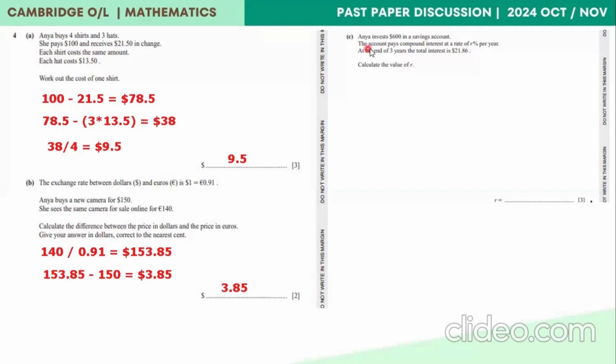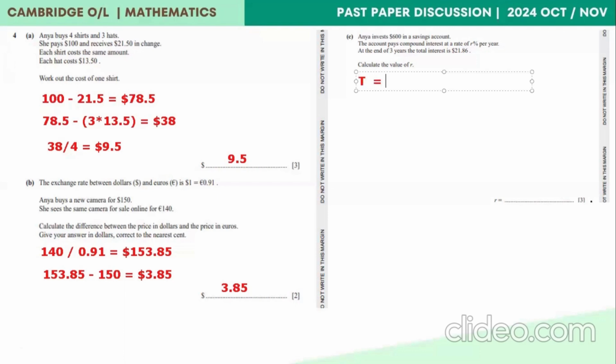So next question. Anya invests $600 in a savings account. The account pays compound interest at a rate of R% per year. At the end of 3 years, the total interest is $21.86. Calculate the value of R. So they want us to find the rate in the compound interest formula. So for that, we can write the compound interest formula first.